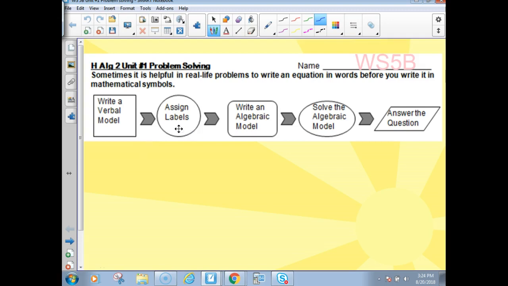Okay. Of course, assign labels. That would be like, what is your X? That's your question, or how many it is, or what. Write your algebraic model. You're going to solve it, and then when you answer the question, it should be a really brief sentence with labels.